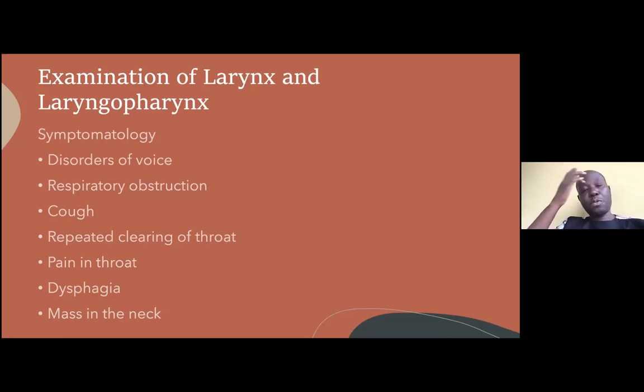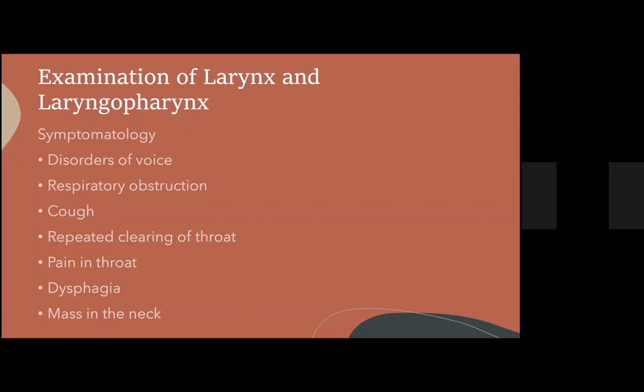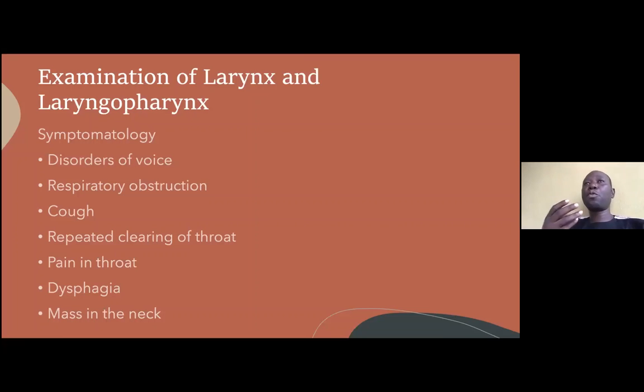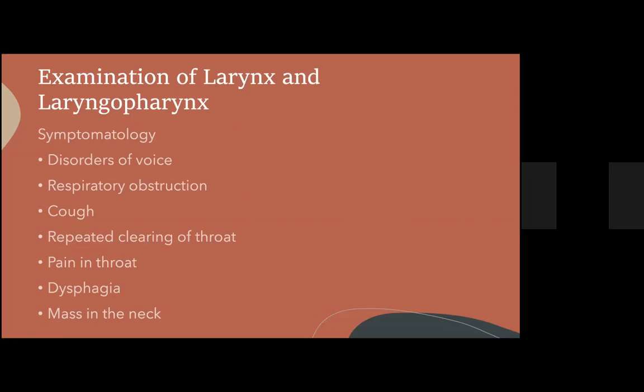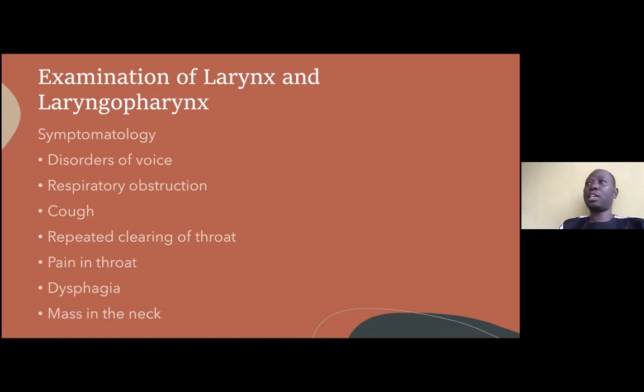Examination of the larynx. The symptomatology: you can have disorders of voice. You have a hoarse voice, a crackling voice. You can have a painful voice. Some people have pain when talking, and that usually comes from the vocal cord. So there can be laryngitis, which is usually an infection. Tumor, vocal cord tumor, laryngeal tumors usually present with change in voice.